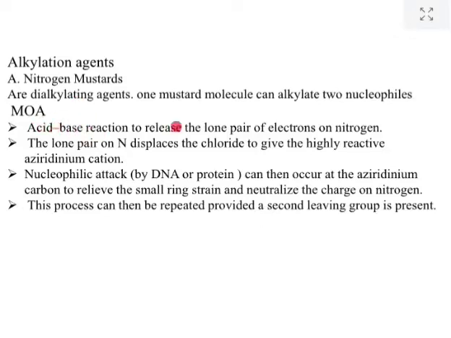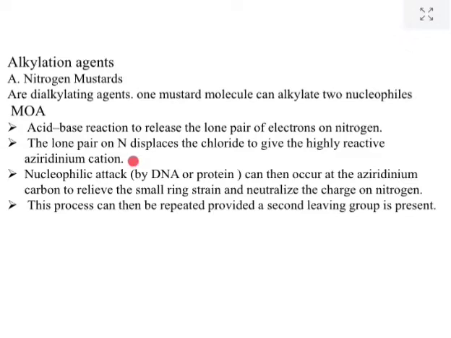So, acid-base reaction to release a lone pair of electrons on the nitrogen. Then the lone pair of electrons on the nitrogen displaces the chloride to give the highly reactive aziridinium cation. In other words, these drugs are like prodrugs. They must be activated. And once they are activated, they must generate what we are calling an aziridinium cation. We're going to look at that in a minute. And that aziridinium cation is an electrophile, very, very highly reactive.